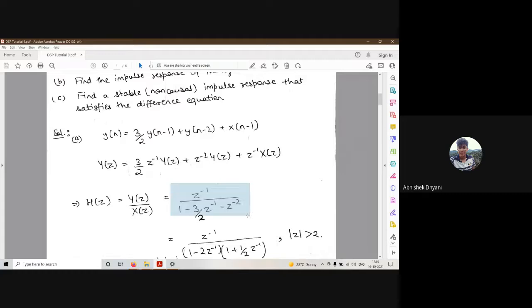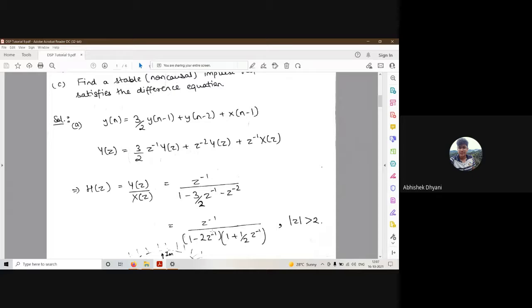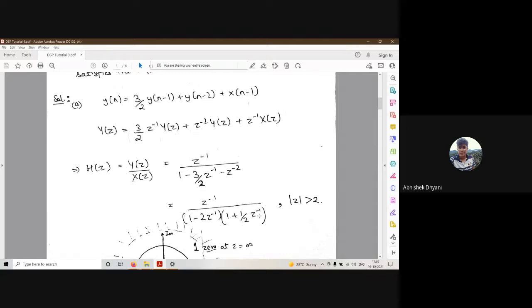Now we can also factorize the denominator into its roots, which are (1 minus 2z^-1) and (1 plus 1/2 z^-1). And now we have to find and plot the region of convergence for this system function H(z). We want the system to be causal, so we select the region of convergence to be outside the outermost pole. The outermost pole is at z equal to 2, so I can take |z| greater than 2 as the region of convergence.